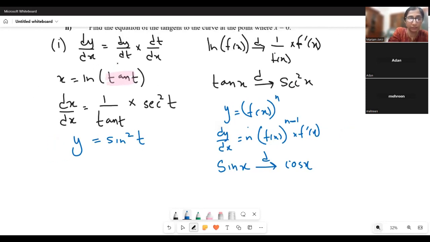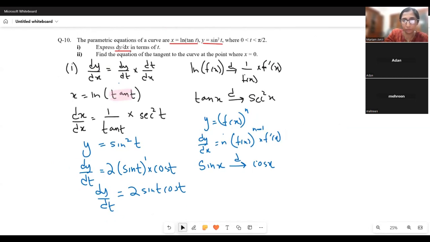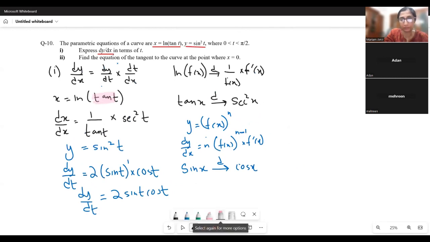So dy over dt is going to be power rule first. 2 comes down. The power gets reduced by 1. So it's just sine t power 1 times the derivative of sine t, which is cos t. So dy over dt is coming out to be 2 sine t cos t. And now let's apply the chain rule. I'm clearing the right hand side.